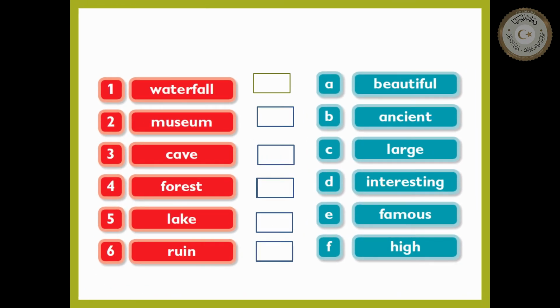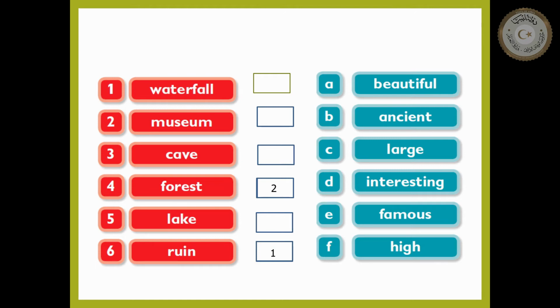Okay, now we are going to answer them. So, number one, it's a high waterfall. Excellent. So, we can write here number one. What about number two? Museum. It's an interesting museum. Excellent. Number three, cave.